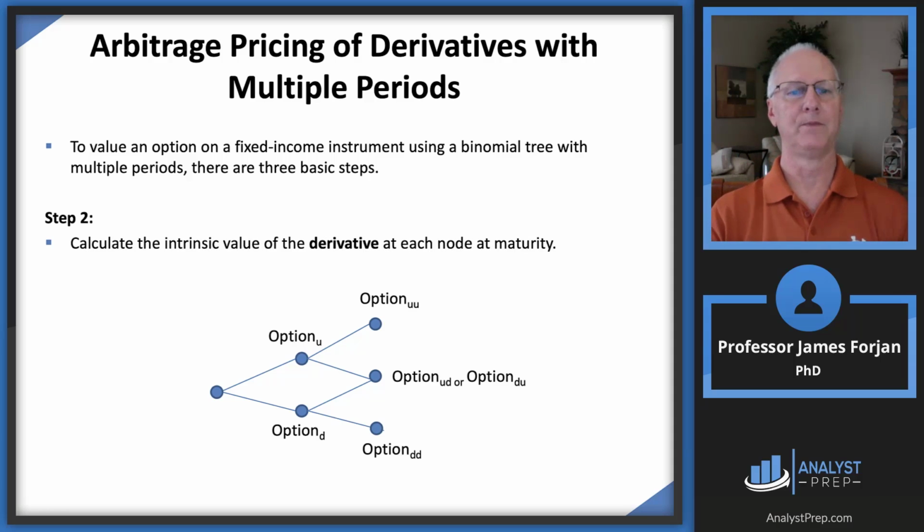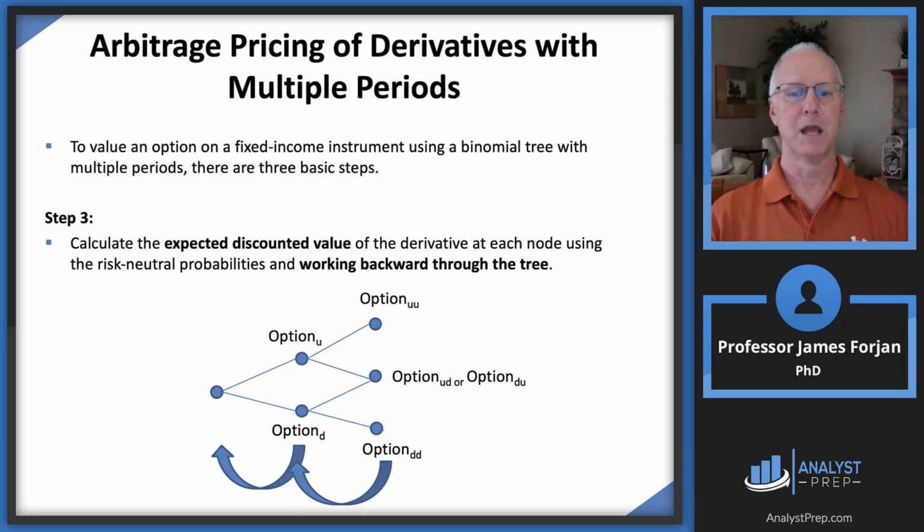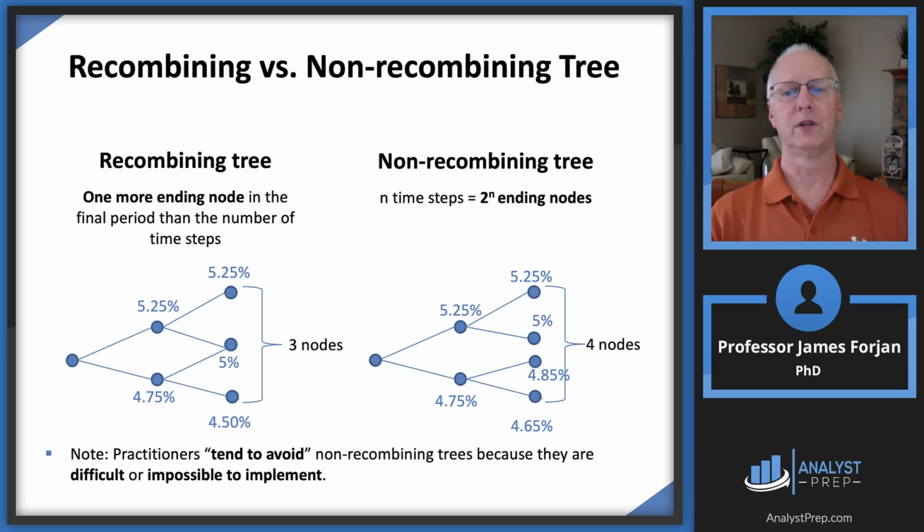We'll do all that. What we'll do is calculate the intrinsic value of the derivative at each node in the maturity. Sometimes the option, or any derivative really, but since we're doing an option here, sometimes the option will be in the money, sometimes it'll be out of the money. If it's in the money, it'll have some positive intrinsic value. If it's out of the money, it'll have a 0 intrinsic value. And then we're just going to discount, working backward through the tree. Those 3 basic steps.